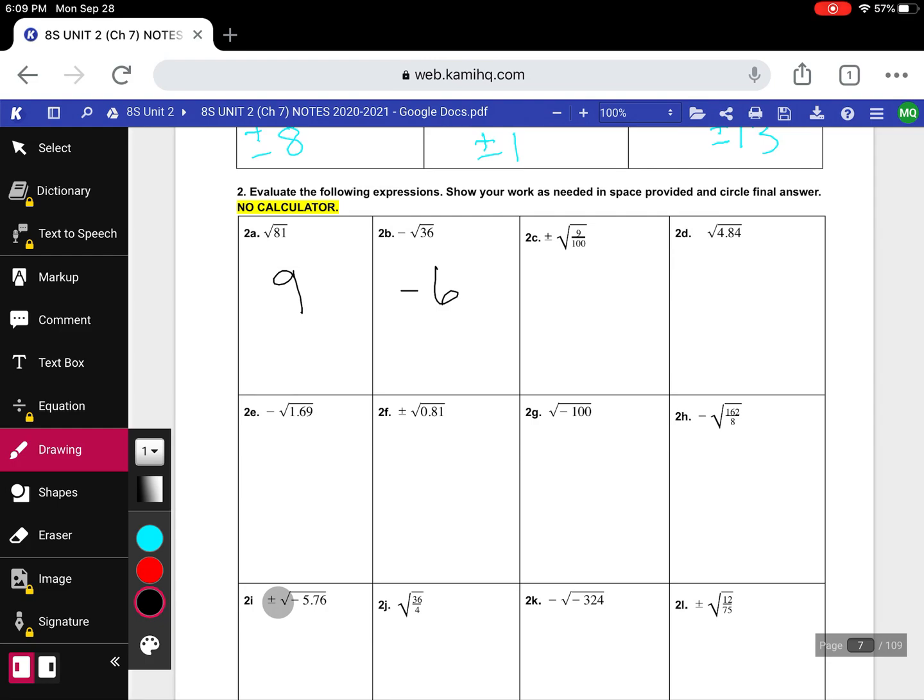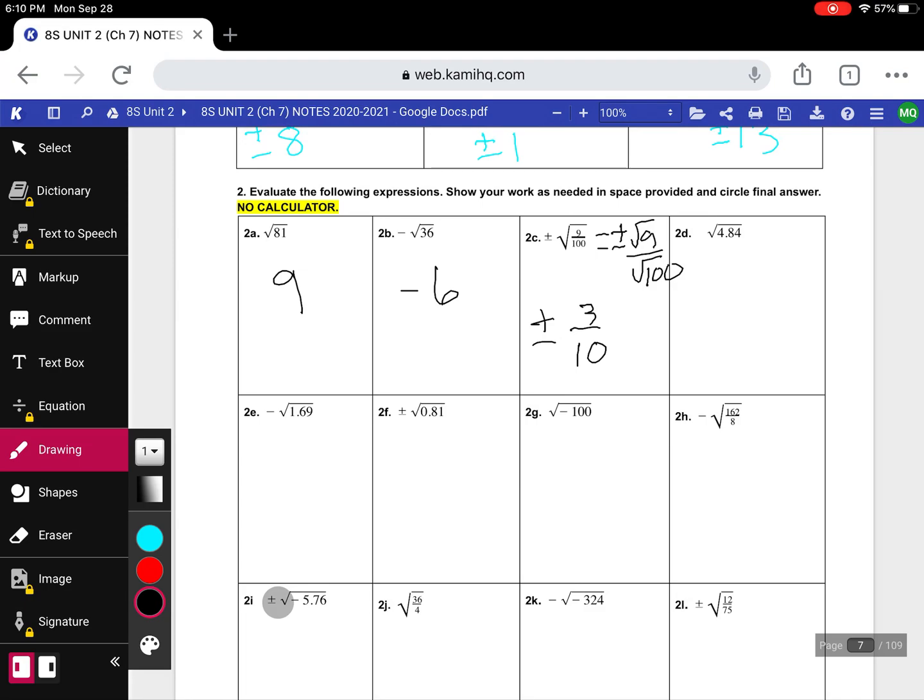Okay, here we have positive or negative square root of 9 over 100. The square root is over the entire thing. So if it helps you, you can rewrite it as the square root of 9 over the square root of 100. We know we're finding the positive and the negative. The square root of 9 is 3, and the square root of 100 is 10. Again, guys, you just have to have that yellow sheet memorized.